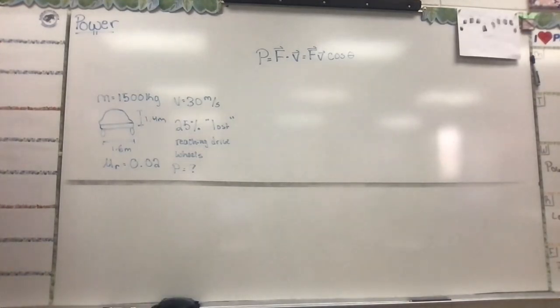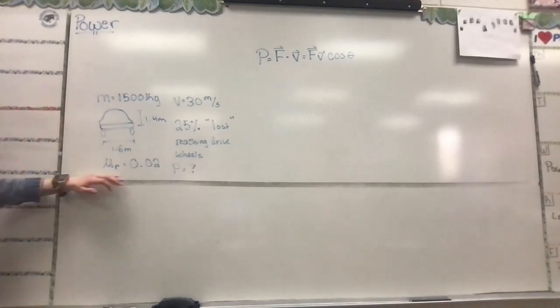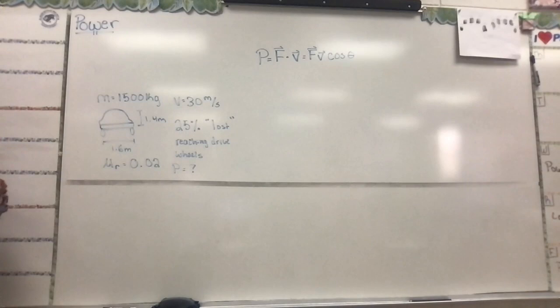So this is all the information we're given. Our 2007 Toyota Camry has a mass of 1500 kilograms. The front profile is 1.6 meters wide, 1.4 meters high. We've got a coefficient of rolling friction of 0.2. We want to go at a steady 30 meters per second, but 25% of our power is lost reaching the drive wheels. We're going to be dealing with drag and friction, okay?